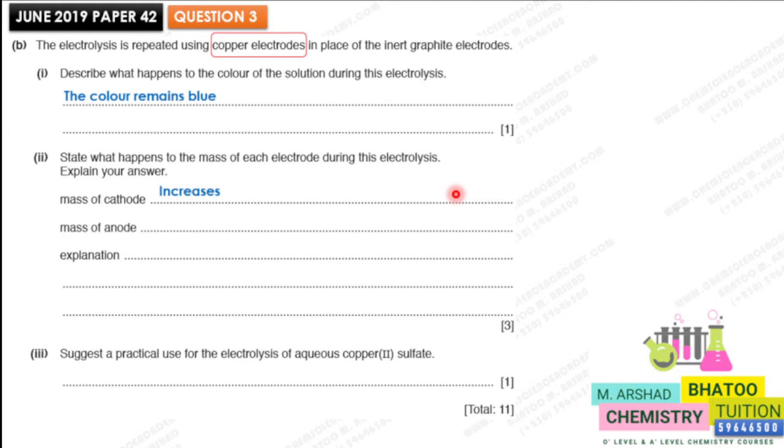So, mass of cathode increases, mass of anode decreases. At the cathode, copper is deposited. Okay, copper is deposited. That is why it increases. Whereas at the anode, copper goes into solution as Cu2+. As we say, the anode dissolves. So the mass of the anode will decrease, whereas the mass of the cathode will increase.